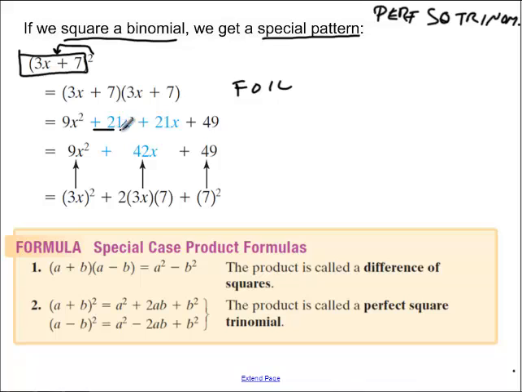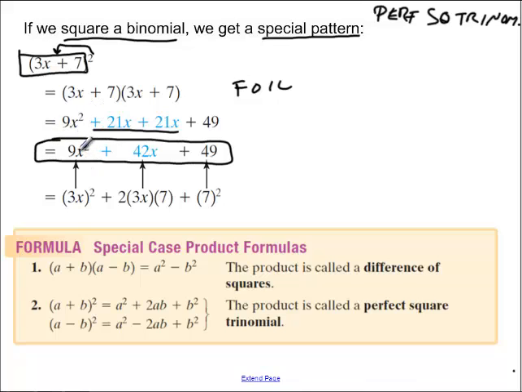We're going to combine these like terms. Plus 21x and plus 21x give us plus 42x. These two are like terms because it's exactly the same variable to exactly the same power. And right there is our answer. We're going to analyze that answer and see what kind of pattern we can come up with.